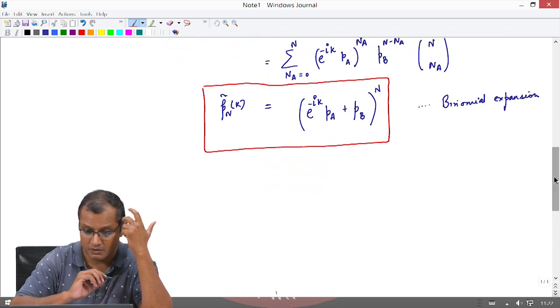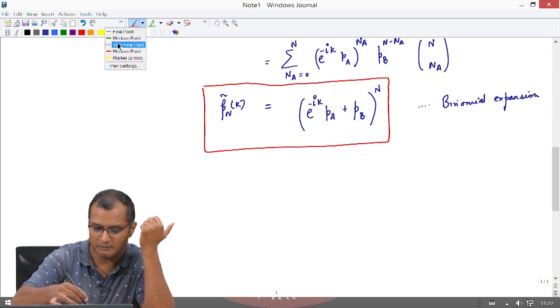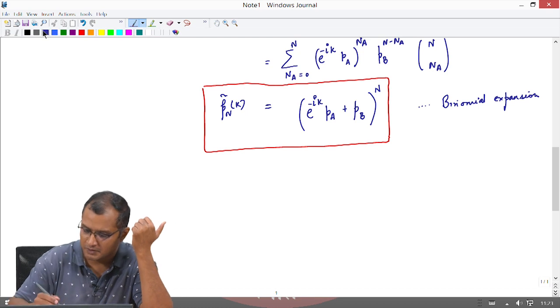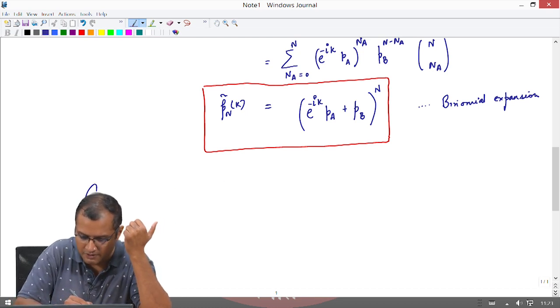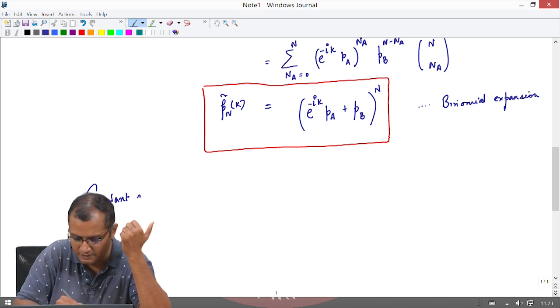Okay. So, this is my characteristic function ready for use. You can compute the cumulant generating function by simply taking a logarithm of this.